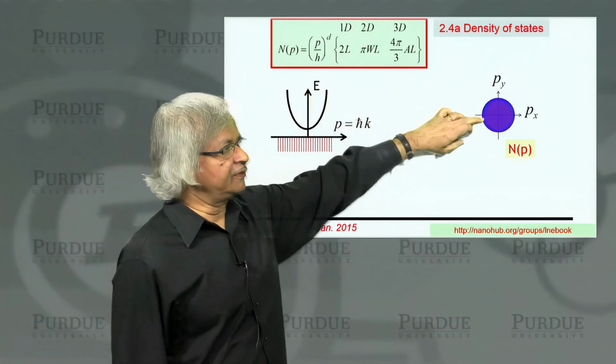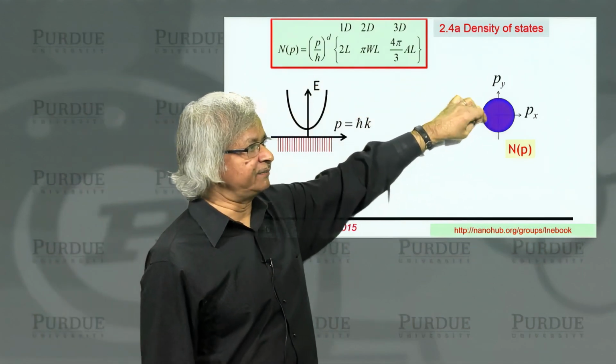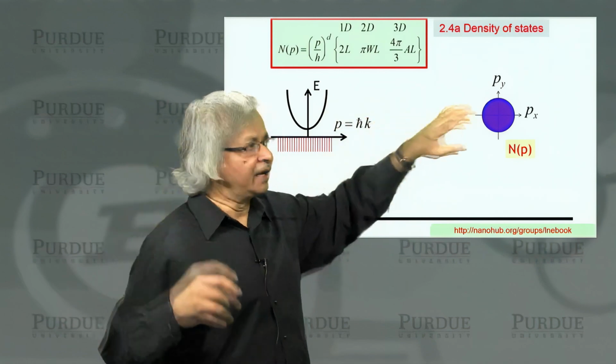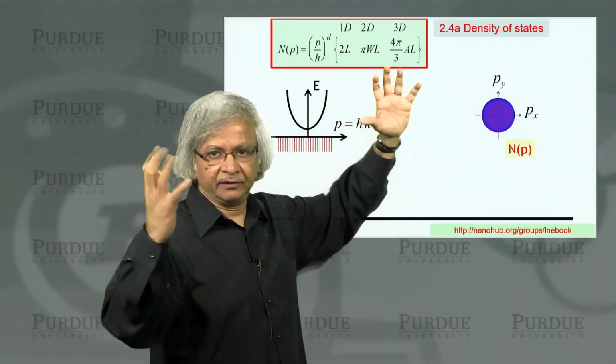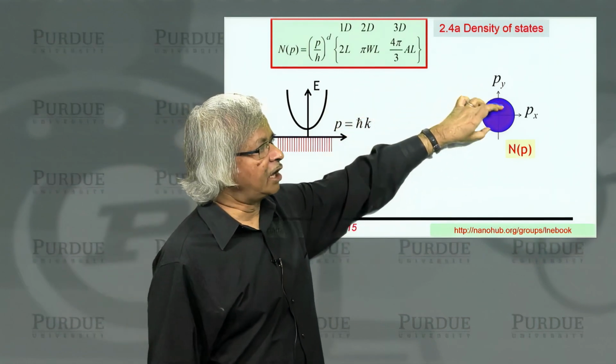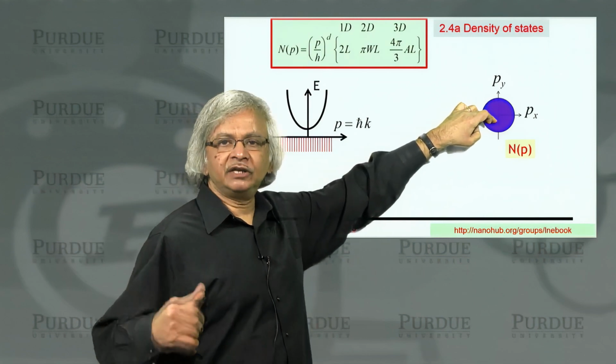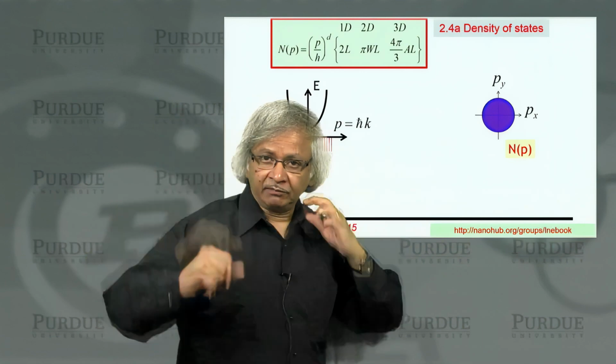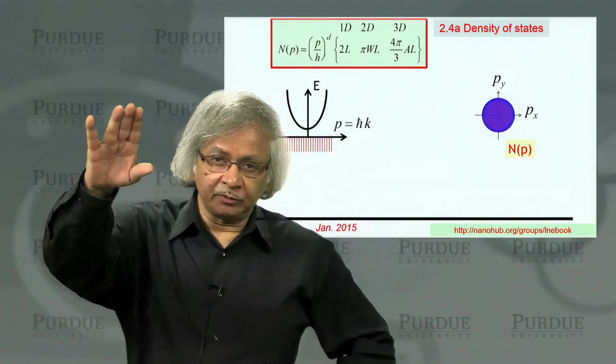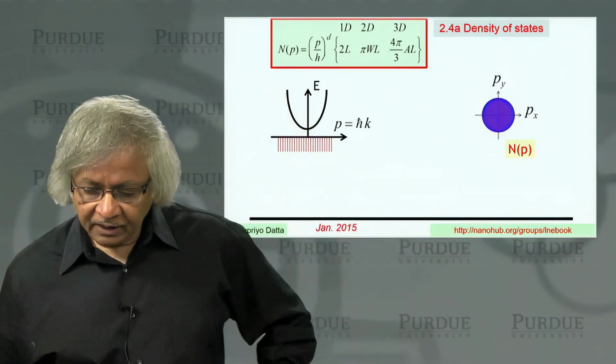So as if in momentum space you consider something like a circle or a sphere. I guess a circle in 2 dimensions, sphere in 3 dimensions, and you look at how many values of momentum in here are actually allowed using this periodic boundary condition. So that's what we did in the last lecture.